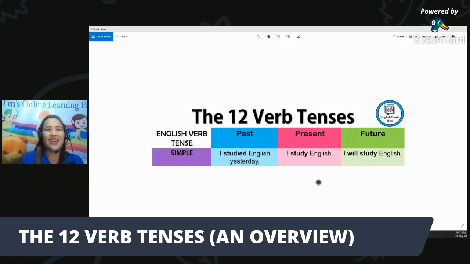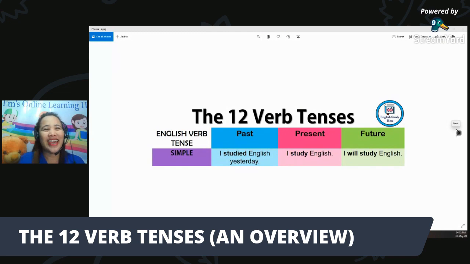Again, the simple past tense: I studied English yesterday. And then we have here, I study English. And then we have, I will study English. These are the simple tenses: the simple past tense, the simple present tense, and the simple future tense.